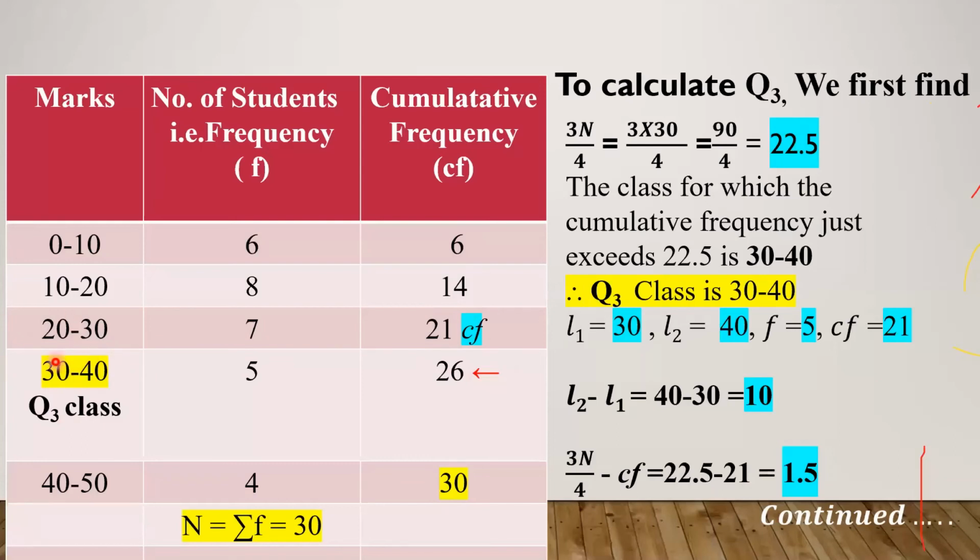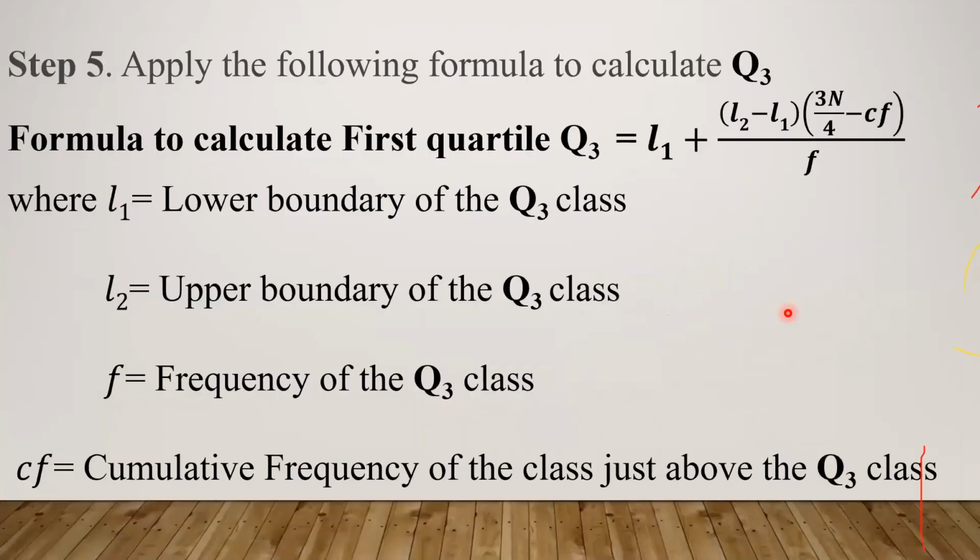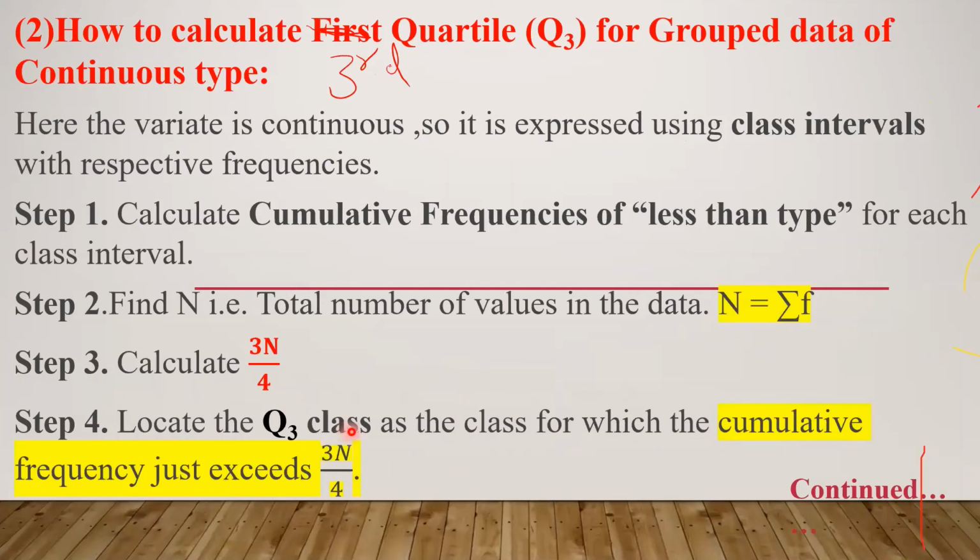Always write down in the table the Q3 class. So you have located the Q3 class, and I have written here the class for which the cumulative frequency just exceeds 22.5, that is 3n by 4, which is 30 to 40. So my Q3 class is 30 to 40, and step 4 is over. What was step 4? Locate the Q3 class as the class for which the cumulative frequency just exceeds 3n by 4. Once you have done these 4 steps, more than 50% of your problem is done. The last step will give you the actual value for Q3.